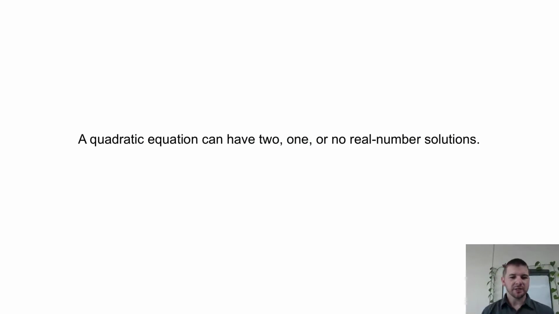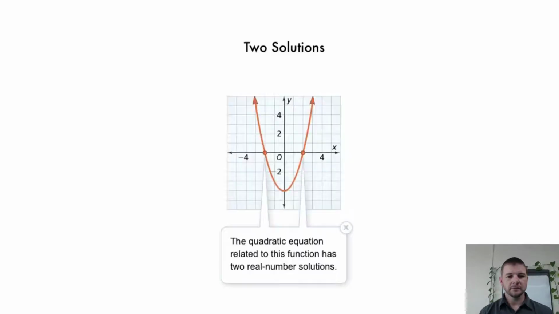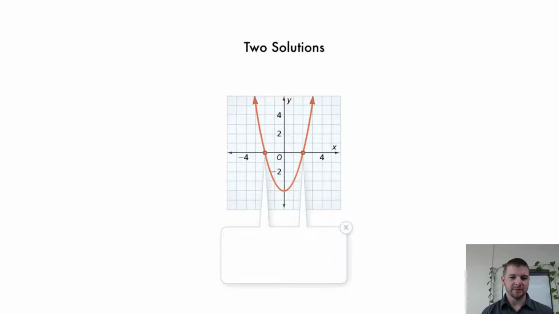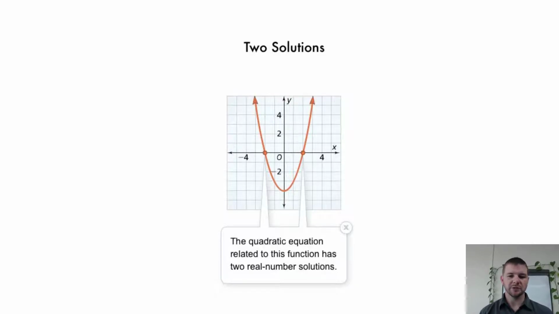A quadratic equation can have 2, 1, or no real number solutions. Here's an example. Note this parabola has 2 x-intercepts. This means it has 2 solutions. The quadratic equation related to this function has 2 real number solutions.